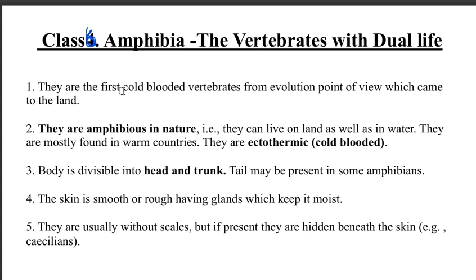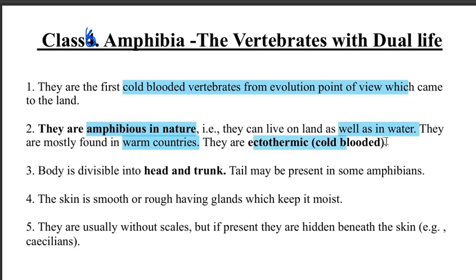They are the first cold-blooded vertebrates, from the evolution point of view, which came on land. They are amphibious in nature, which means they can live on land as well as in water. They are mostly found in warm countries. They are ectothermic, which means they are cold-blooded. So what does it mean? If they are cold-blooded, they cannot regulate their body temperature. Their body is divisible into head, trunk, and tail is also present in some of the amphibians.